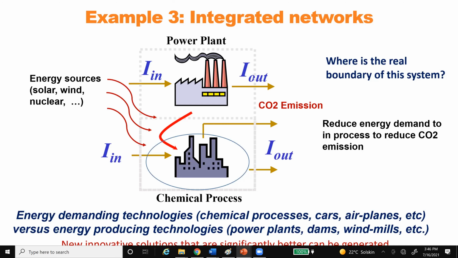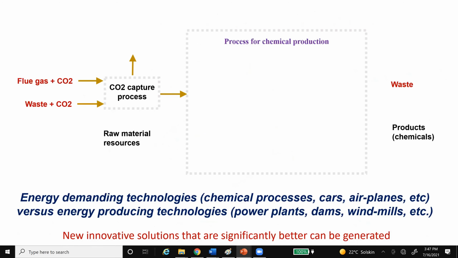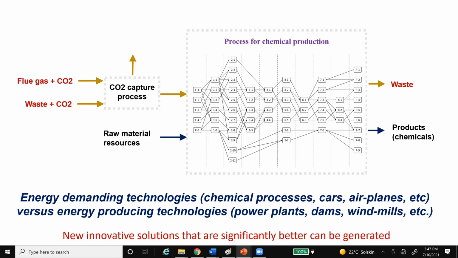So let's take the flue gas or waste gas, which has CO2. We capture the CO2, we take it into the process, and we produce chemicals. So here, this is the energy demanding process, but we need to combine it with the energy producing technologies, and the energy producing technologies should not emit CO2. And a good example for that, I will show here. So here is the process.